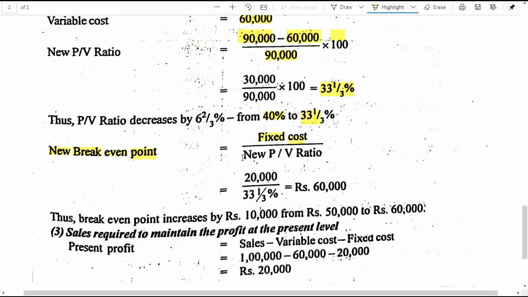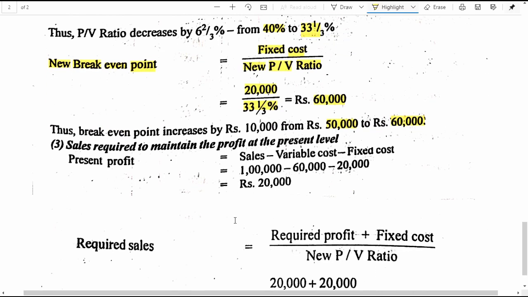Now let's calculate the revised BEP for the revised situation. Fixed cost divided by new PVR. Fixed cost 20,000 divided by the new PVR 33 1/3%. It gives us the new break-even point or revised break-even point of 60,000 rupees. Therefore, what is the change we find in the break-even point? The break-even point is increased by 10,000 rupees. It was 50,000 rupees in the standard situation. Now it is increased to 60,000 rupees. Therefore, we find an increase of 10,000 rupees in the break-even point due to the reduction of selling price by 10%.